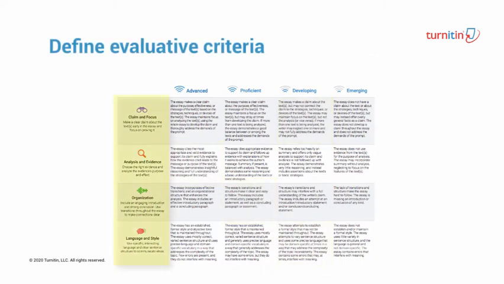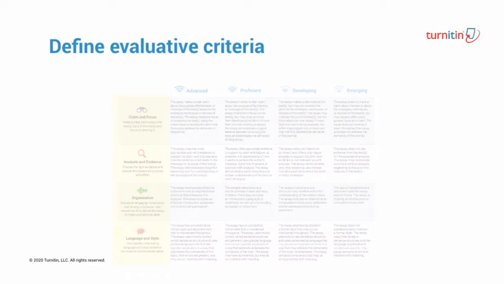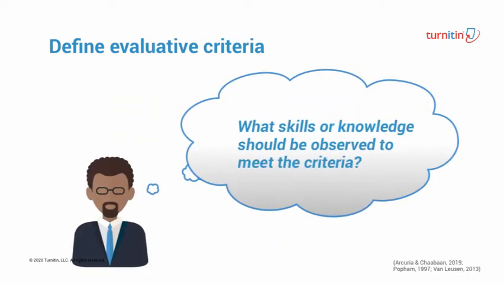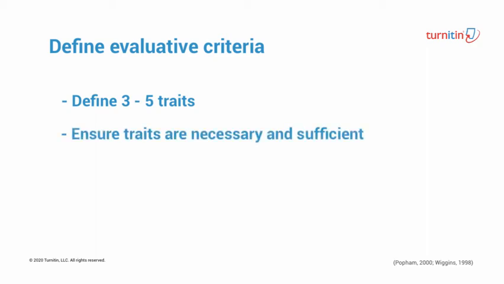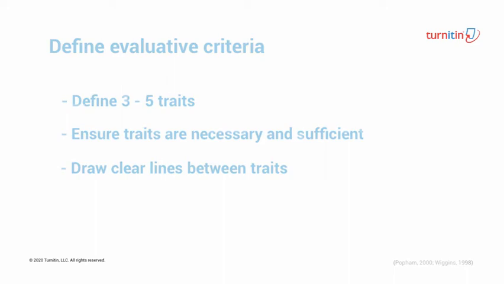The next step is to define evaluative criteria, or what can also be referred to as traits. To define the traits, reflect on what skills or knowledge should be observed to meet the criteria. So, what is being measured specifically? Research suggests defining 3 to 5 traits that are the most important to the assignment. Ensure the chosen traits are necessary and, as a set, sufficient for meeting the targeted achievement. Also, criteria should be distinct to avoid any overlap in the traits. Clear lines between traits allow for easier, targeted scoring.